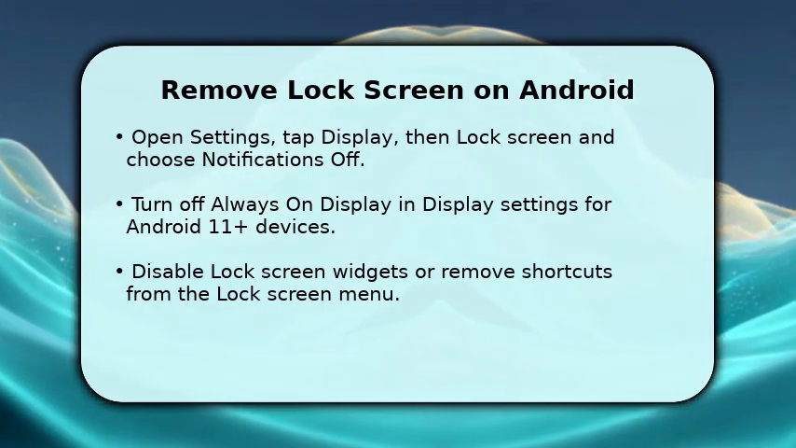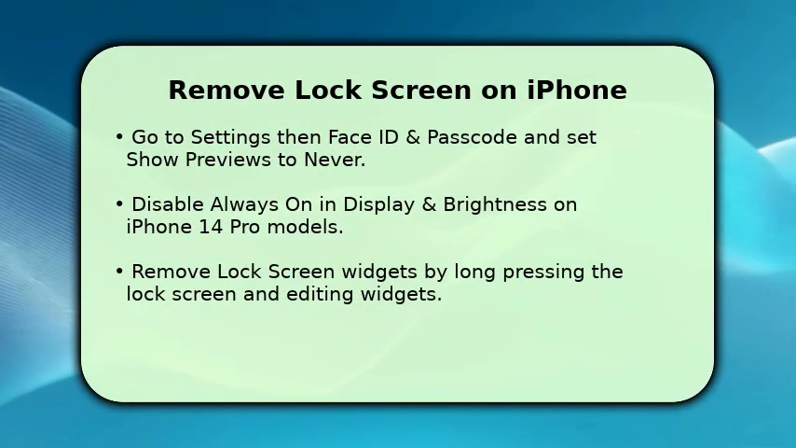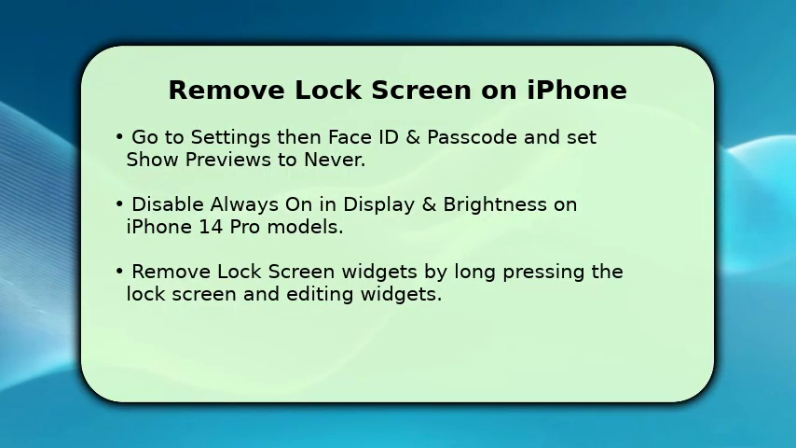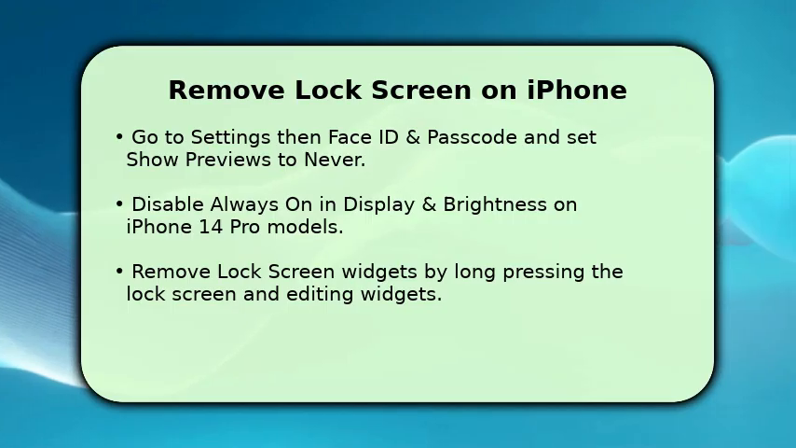On iPhone, open Settings, then Face ID and passcode to control previews. Set Show Previews to never to stop notification text appearing on the lock screen. For iPhone 14 Pro, disable Always On by opening Settings, Display and Brightness, then toggle Always On off.